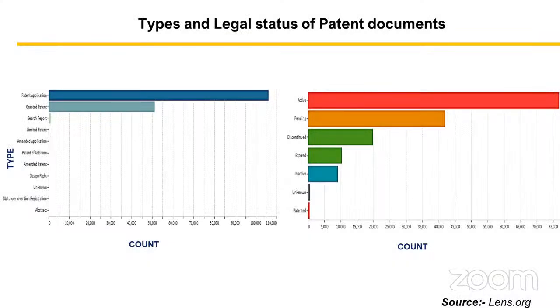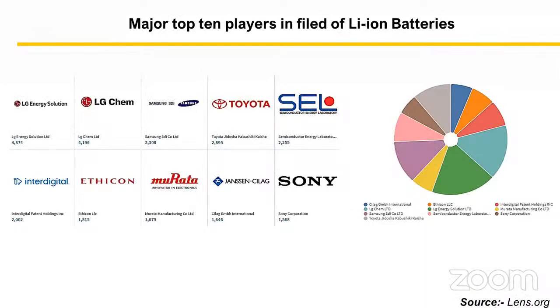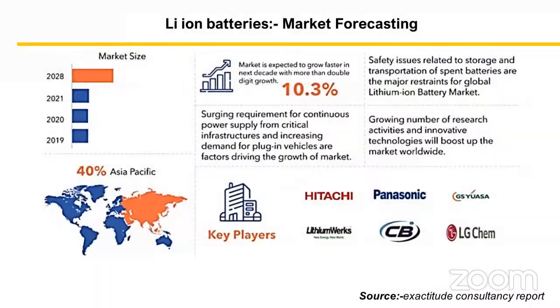And after, we can also search the type and legal status of the patent documents, and who the top 10 players in the field of lithium ion battery are. And after getting all these, we can do the market forecast also.